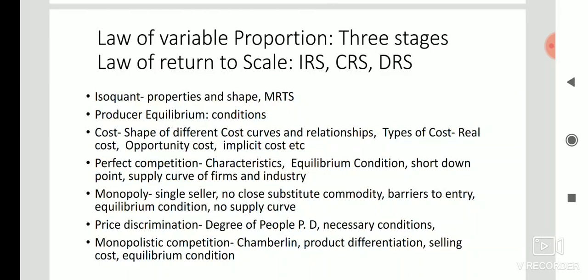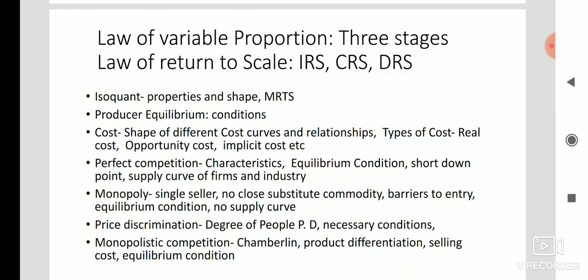Another important question in case of monopoly is that a monopoly has no supply curve. In a monopoly market there is no supply curve, since there is no one-to-one relationship between price and quantity supplied. This is an important question. Equilibrium condition: MC equal to MR, and the slope of MC must be greater than the slope of MR. Next, price discrimination.